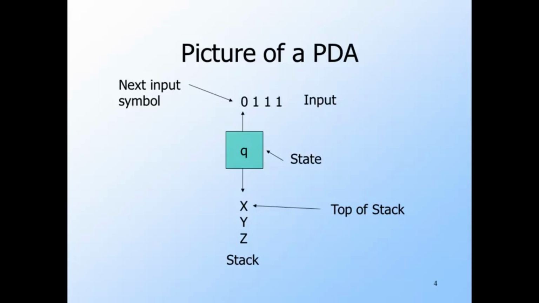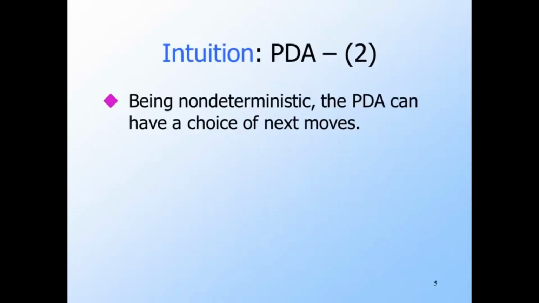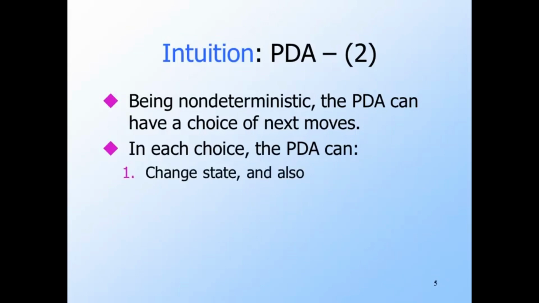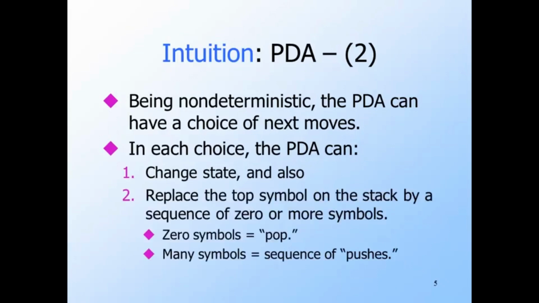Moves of the PDA can involve a change of state, like the finite automaton, but it can also push or pop the stack. In any situation, that is, in some state with some next input symbol and some top of stack, the PDA has a finite number of choices of next move. Since it is non-deterministic, it is perfectly acceptable for there to be more than one choice. A move choice consists of a change in state, which could, of course, be to the same state it is in, and a manipulation of the stack.